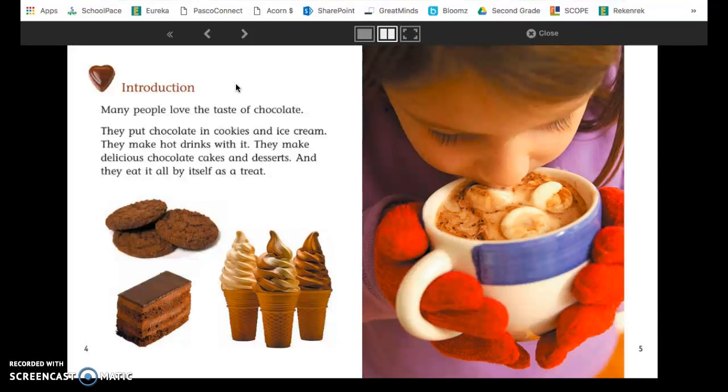This introduction grabs the reader's attention because it tells you that a lot of people like chocolate, and then it tells you what chocolate is in. That's what the book's going to be about, what chocolate is in. The topic is chocolate.